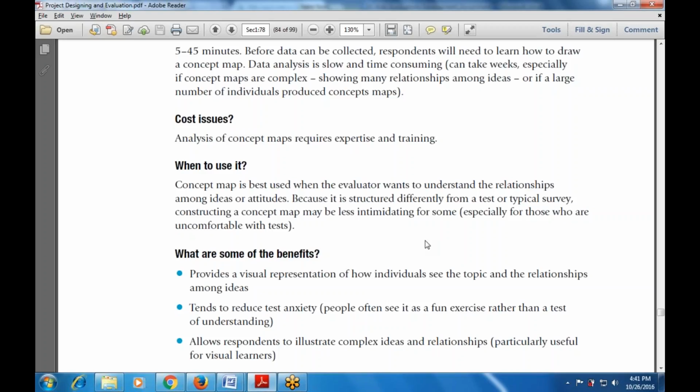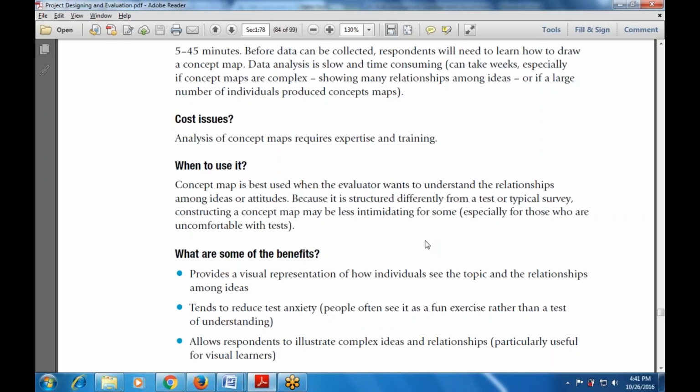The next benefit is that it tends to reduce test anxiety, because people get nervous when someone asks them for a test. So there is no anxiety about the test, and this tends to reduce the test anxiety.